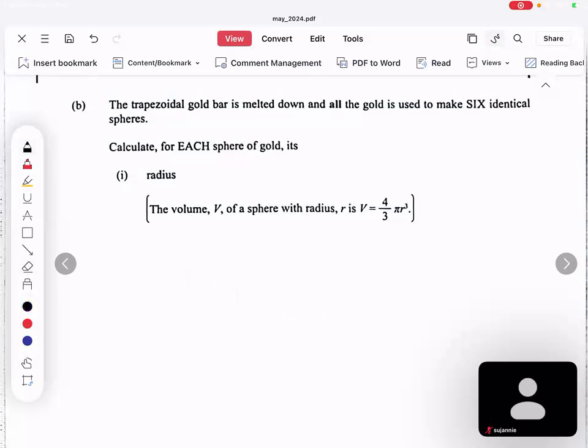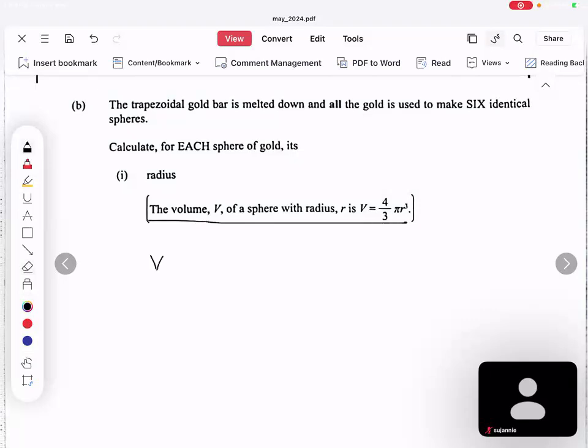It says for each sphere of gold, we are to calculate the radius, and they give us a little formula in the bracket here to work with. So this formula right here, if they never gave it to you, you'd have a very, very difficult time understanding this. So let's go ahead and do this now.